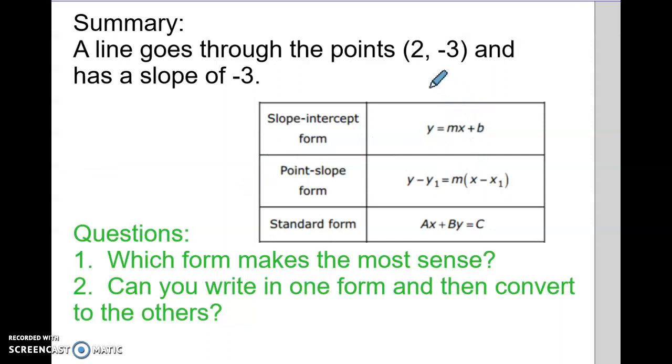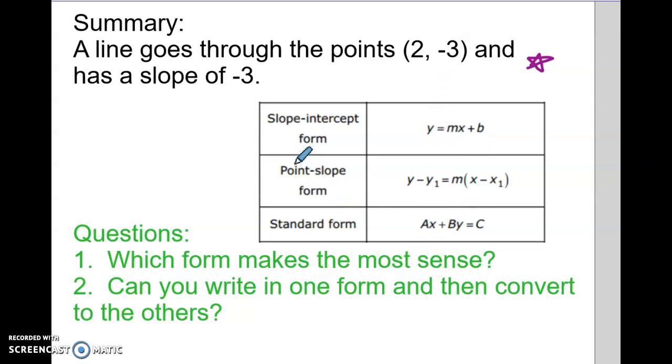I got one quick summary question for you. When you have lines, you have 3 different forms: slope-intercept, point-slope, and standard. The reason there are so many forms is some are easier depending on the situation. So take a minute and think, in this particular situation, which of these would be the easiest to write the equation given this information?